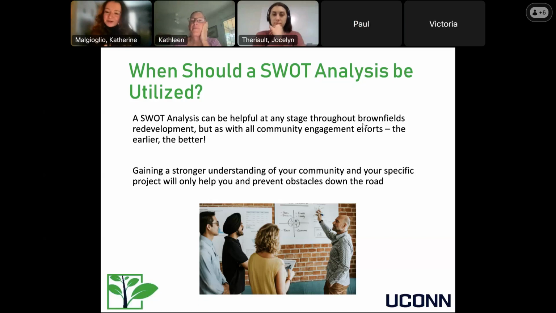So yes, gaining a stronger understanding of your community and your specific project will only help you and prevent obstacles down the road. And it will also allow you to build and cultivate authentic connections and partnerships with your community members. So all that to say, you can complete a SWOT analysis anytime, but the earlier, the better.